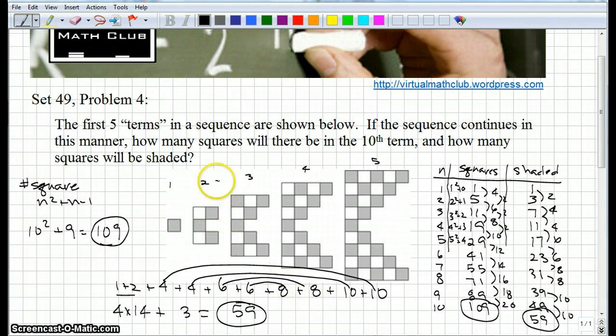So anyway, the answers are, in the 10th term, we'll have 109 squares, and 59 of them will be shaded. So there you go.